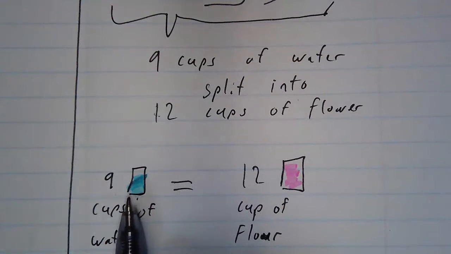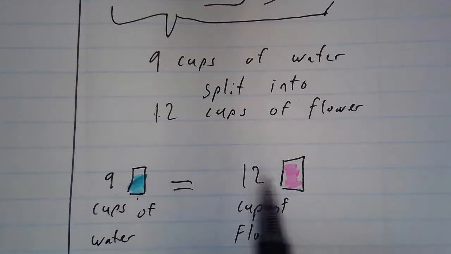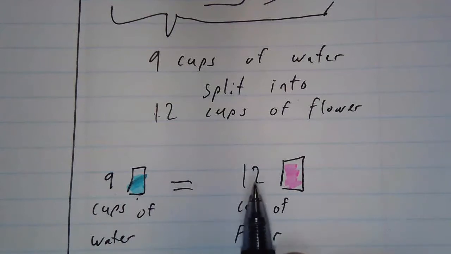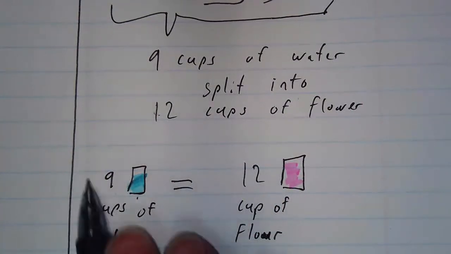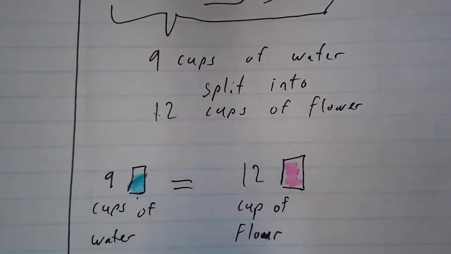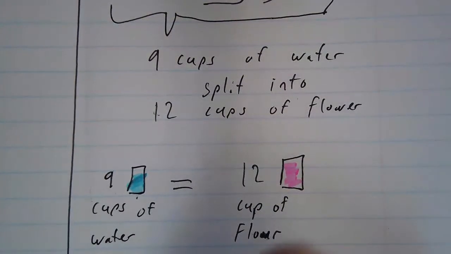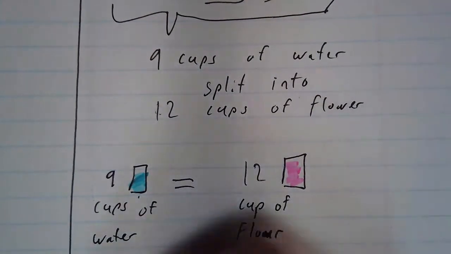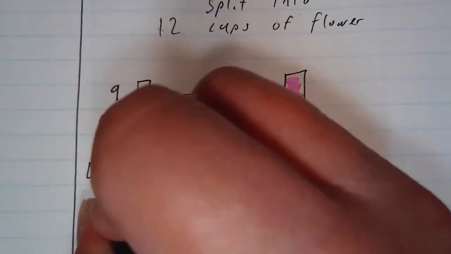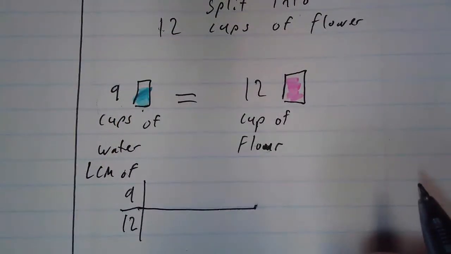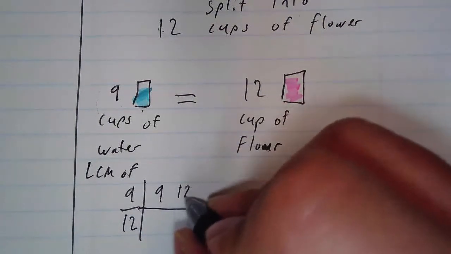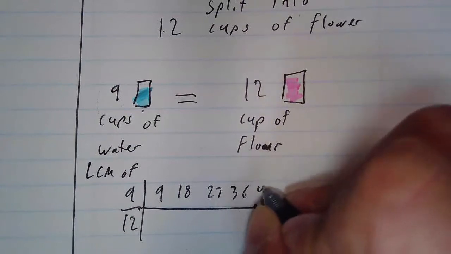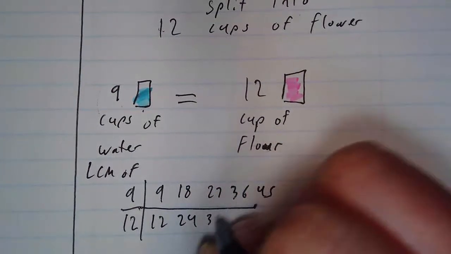Basically, at this point, you're going to look for the least common multiple of 9 and 12, and the least common multiple is 36. I'm just going to say it. You may not get it, and that's okay. When we get to fractions, we'll come back to this. It'll make sense. But basically, 9 and 12, LCM: 9, 18, 27, 36, 45; 12, 24, 36.